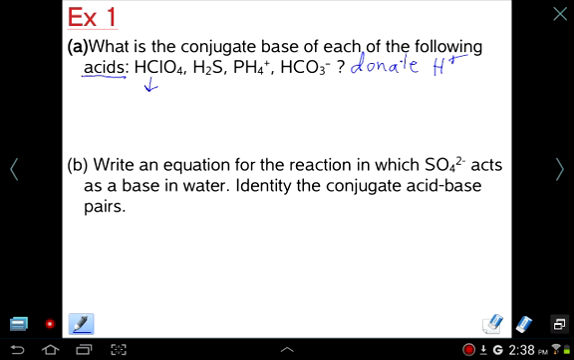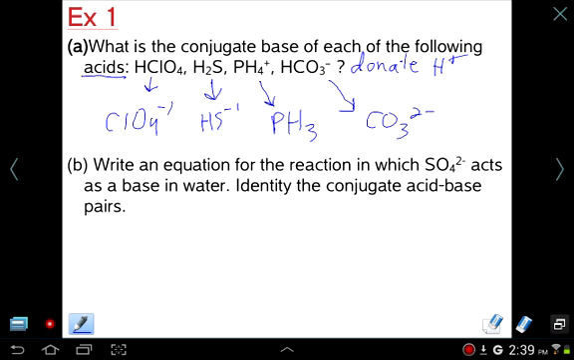So when HClO4, which is perchloric acid, gives up its H+, it becomes ClO4 with a -1 charge, because every time you lose a proton, you get rid of a positive charge and go down to negative. H2S likewise gives up an H+ and becomes HS- for the same exact reason. If PH4 gives up an H+, then we go down to PH3, and that's the conjugate base. And if HCO3 gives up an H+, it goes down to CO3 2-. So in all four of these cases, an H+ was donated, and what resulted was the conjugate base.